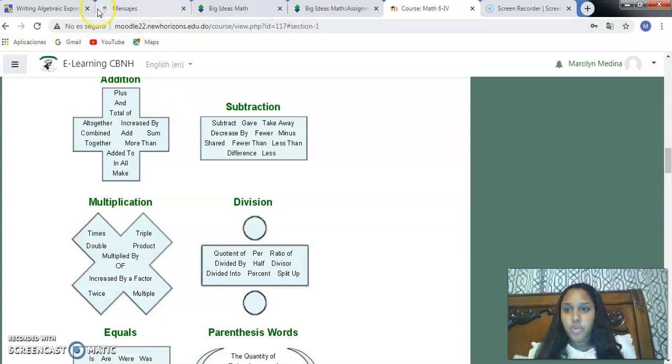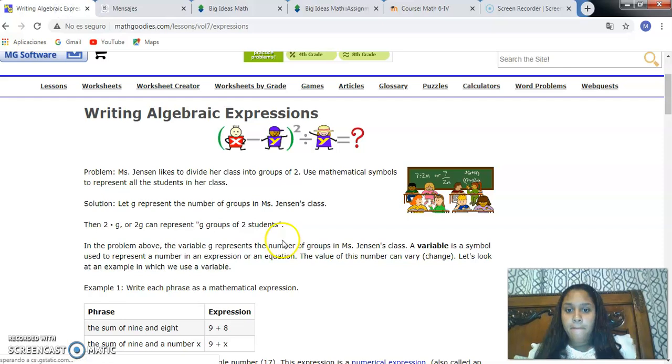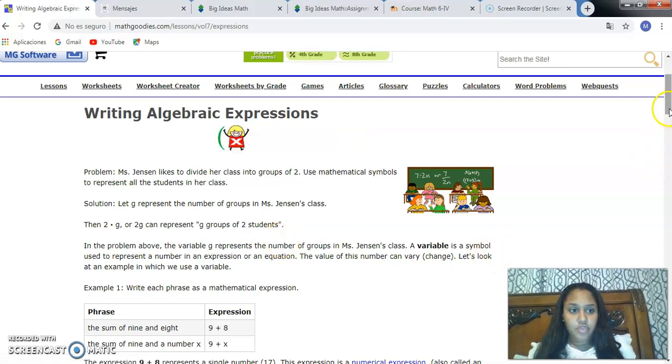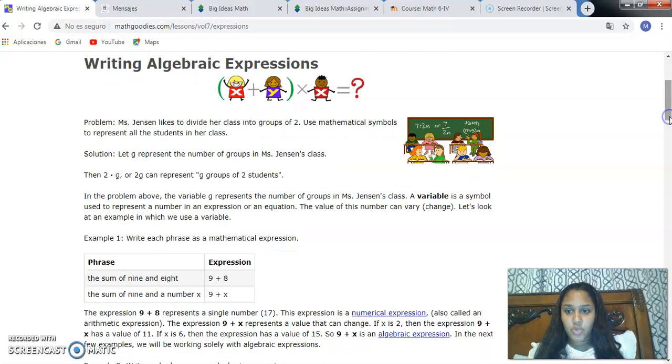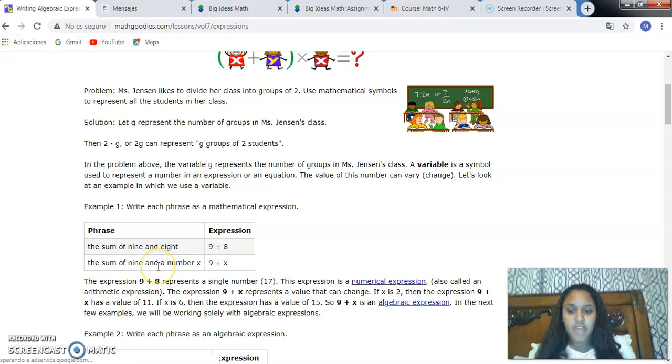So I'm going to put a website in your resources for Moodle that explains it really well and has really good examples. So I have this one. They're giving me the phrase, the sum of 9 and 8. Extremely simple. Remember, I have two types of expressions. I have a numerical expression that only includes numbers, and I have an algebraic expression that includes letters.